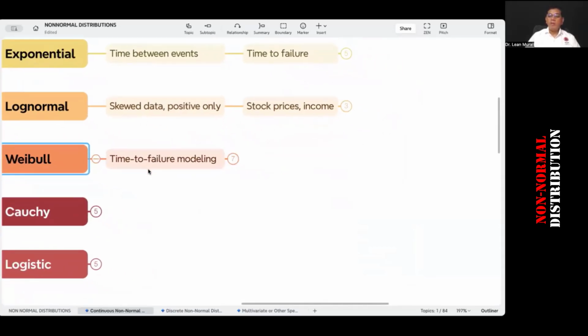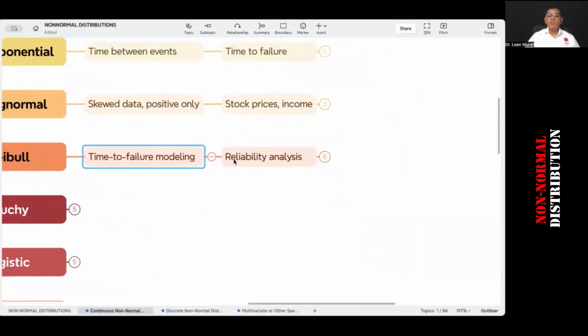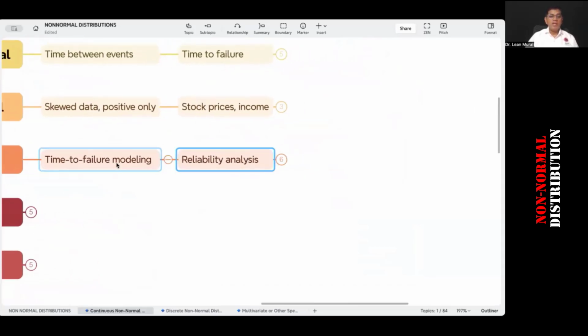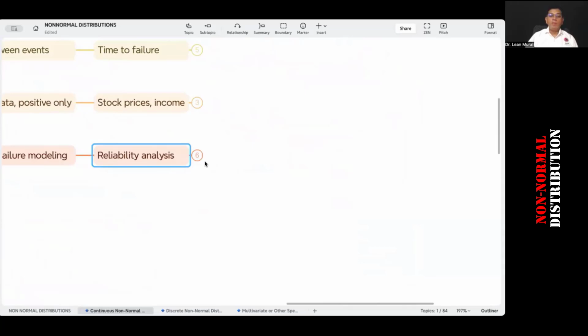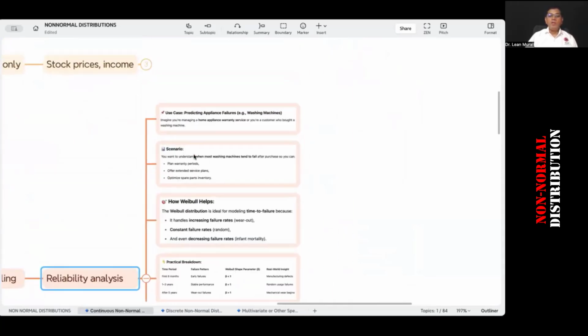Now let me go into the Weibull distribution. We said it is mostly used for reliability analysis. It's time to failure modeling. Weibull distribution, fantastic.